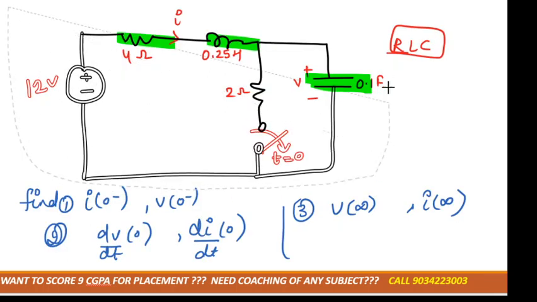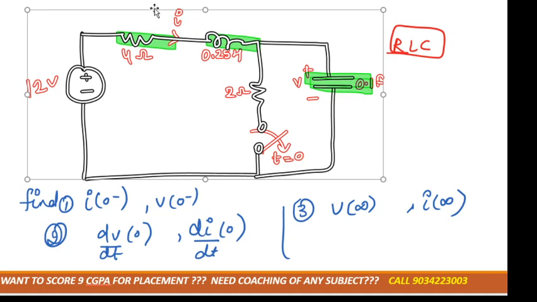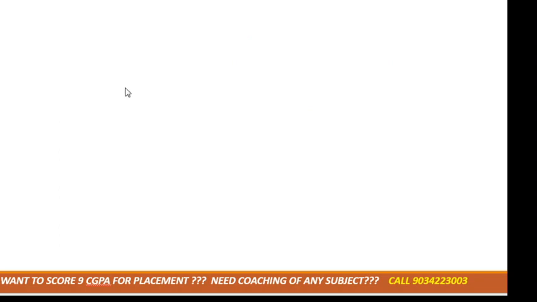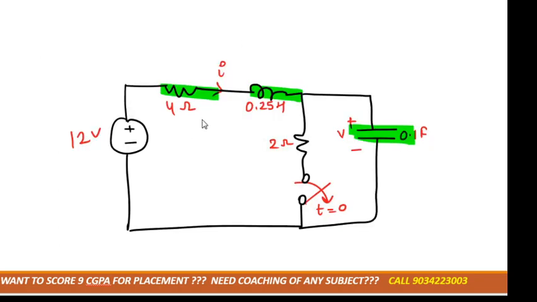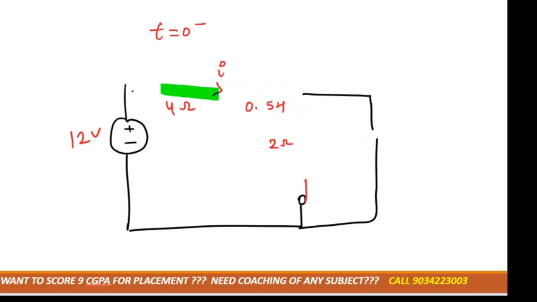This was the case. So at t equal to 0 minus, we should know whether the switch is closed or opened, right? So now tell me, at t equal to 0 minus, is the switch closed or opened? Switch is closed, right? So I am closing the switch. This is for t equal to 0 minus. And the capacitor will behave as an open circuit, and the inductor will behave as a short circuit, correct? So the circuit diagram would look like this.